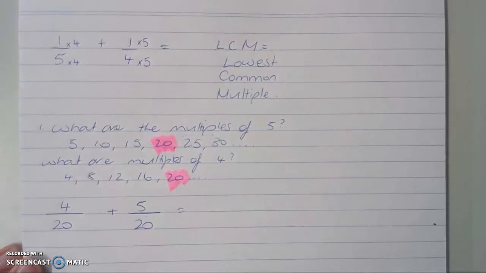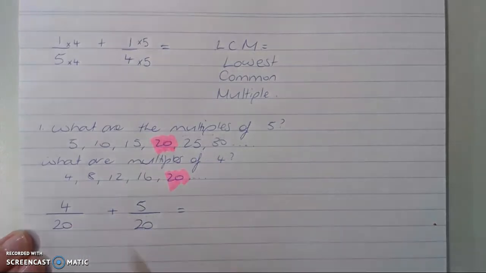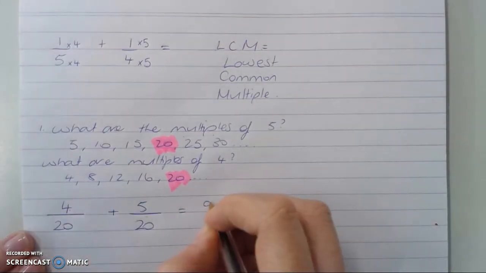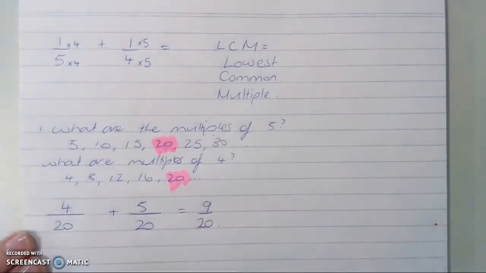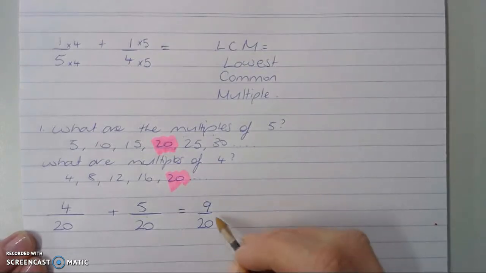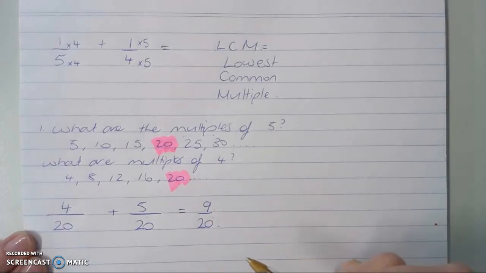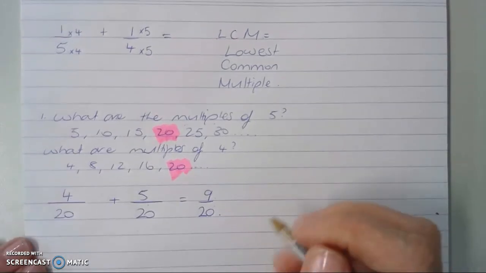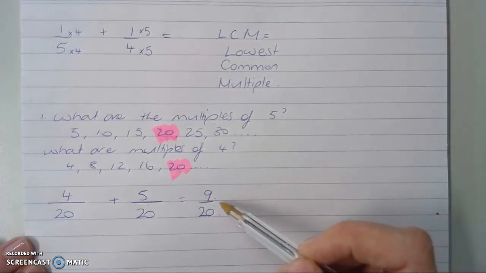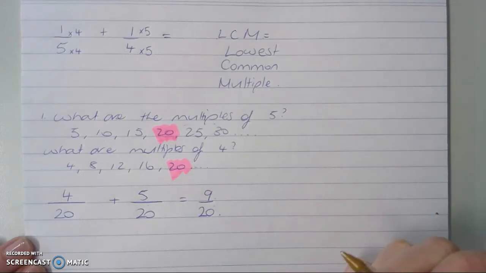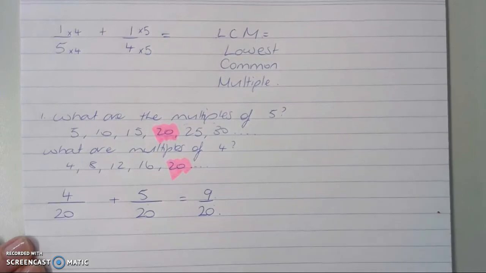Okay? Now that my denominators are exactly the same as each other, my 20, I'm going to just add my numerators together. So 4 plus 5. Okay? And there's my answer. Simple as, once you know how. Okay? If I could break my final fraction down into its simplest form any further, then I would do that. But for this example, 9/20 is as low as it can get. Okay? Cool.